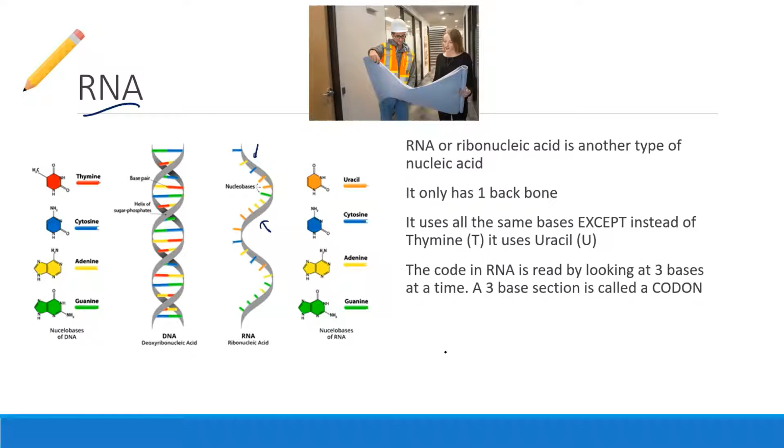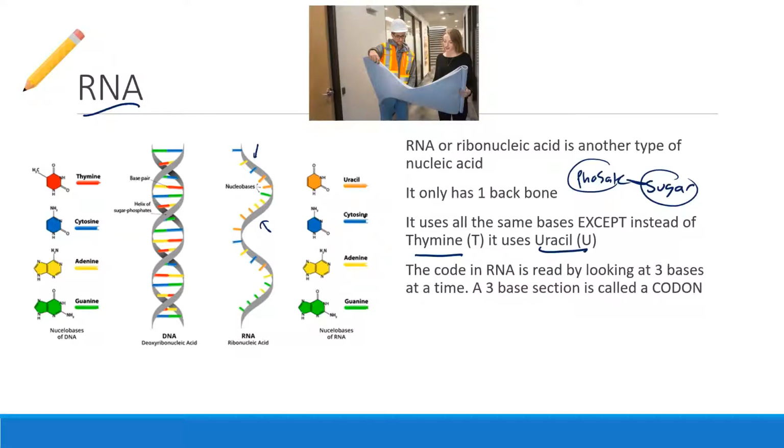The backbone is still phosphate sugar all the way down, so don't stress about that. It's still pretty similar, and the bases are pretty much the same. It uses all the same bases, except there's one exception. Instead of thymine, we use uracil. Now you might say, well, what the heck is uracil?